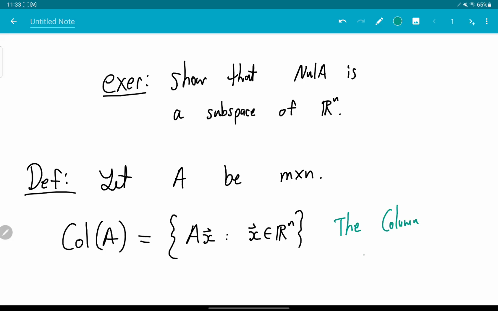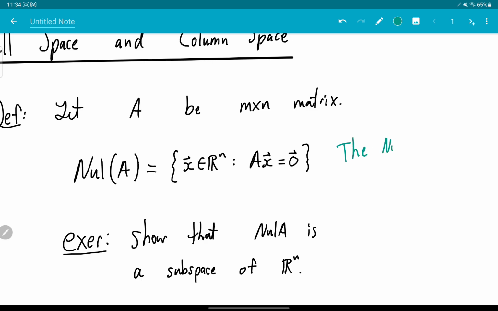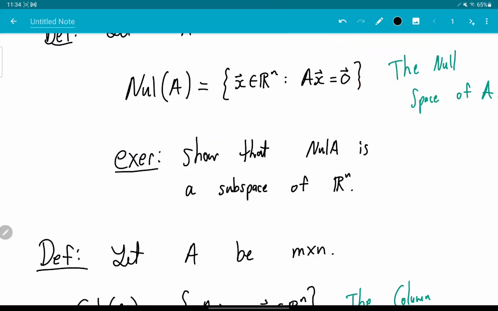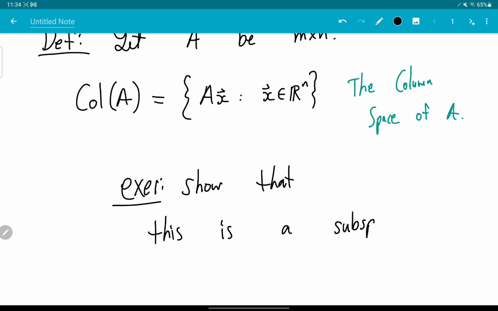So this is the column space of A. And this is the null space of A. Okay, once again I will ask you, as an exercise, show that this is a subspace of Rn. Okay, pause, copy, try that.